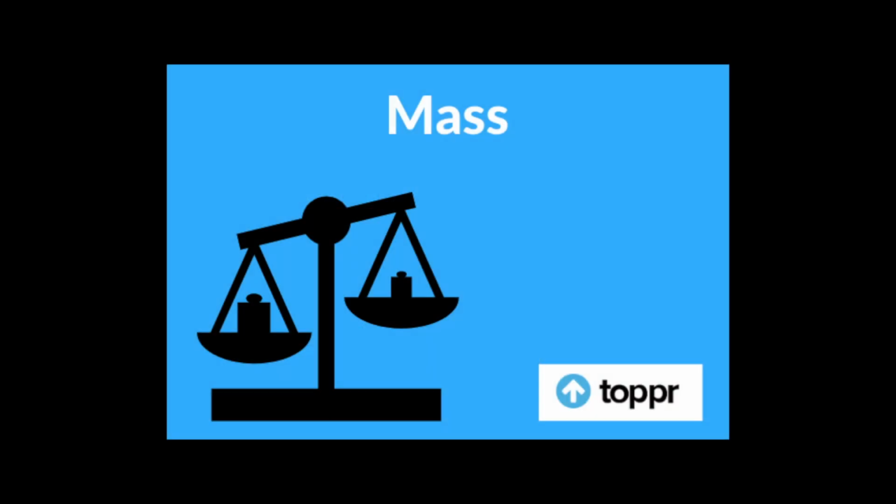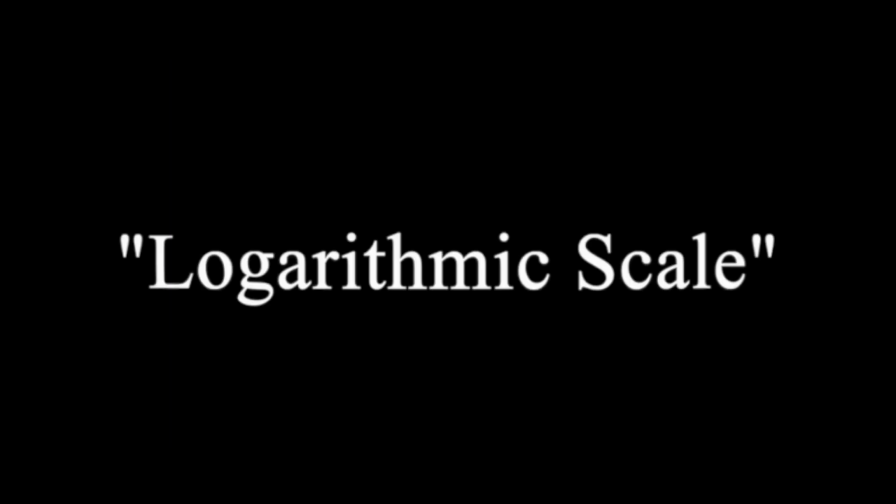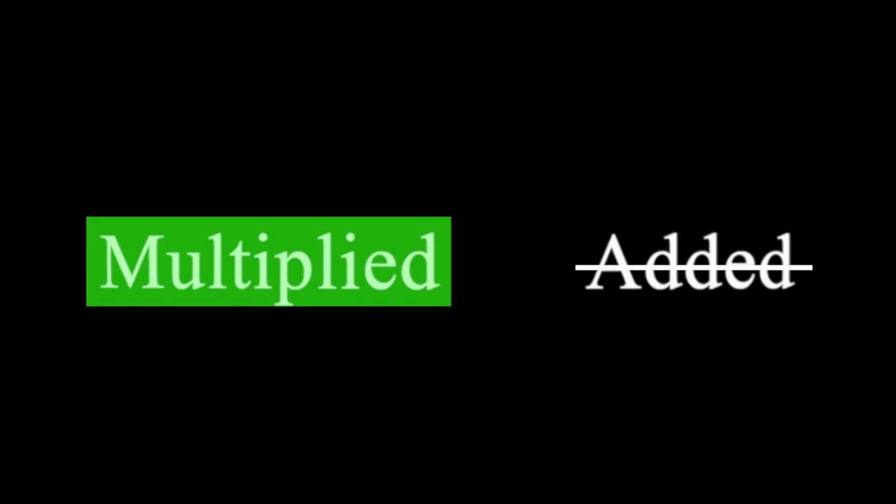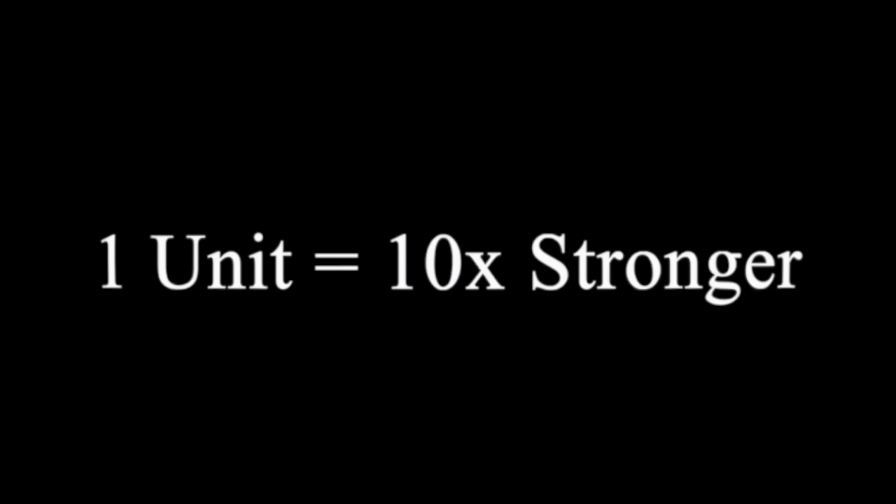You see, unlike other units of measurements like distance or mass, the Richter scale is a logarithmic scale, meaning that the magnitude of the earthquake gets multiplied instead of added as it increases on the scale. In this case, an increase of 1 unit on the scale will mean that the magnitude of the earthquake is 10 times stronger. Now let's go back to the two earthquakes mentioned before.